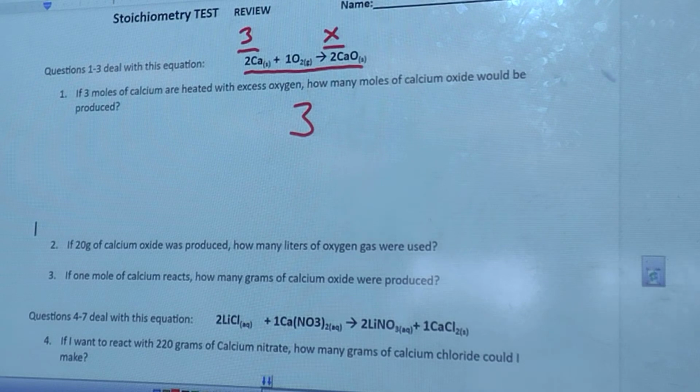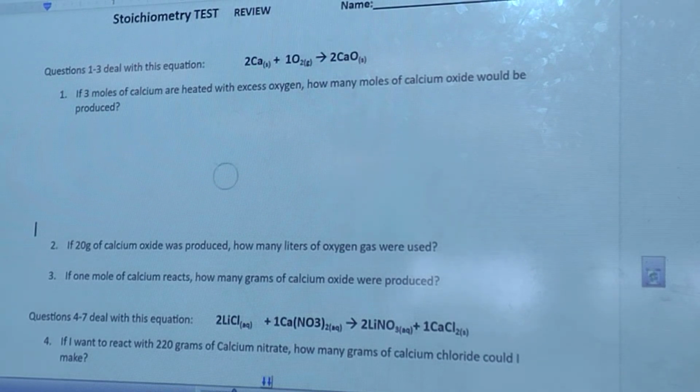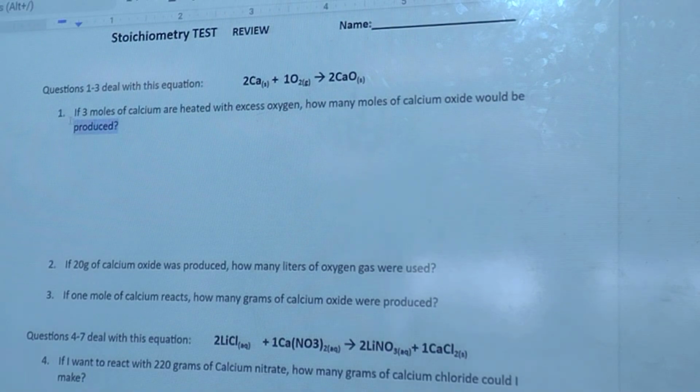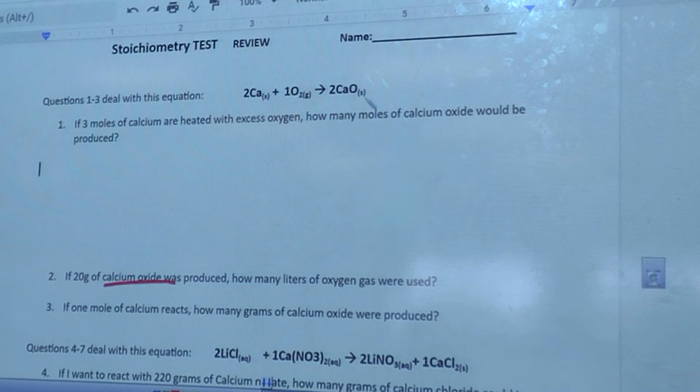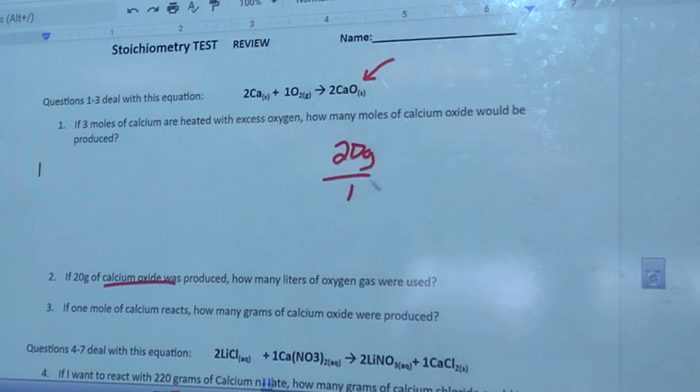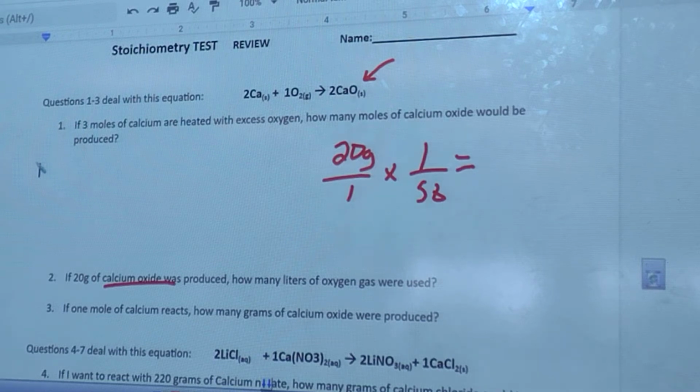Okay, now, this problem right here is a little bit different. I'm going to get this one out of the way. Well, no, I'm not, because I don't want to mess you up. If 20 grams of calcium oxide was produced, we need to figure out how many moles that is. Calcium oxide, we add that together, that's 56. So 20 out of 56. 20 divided by 56 is 0.36.